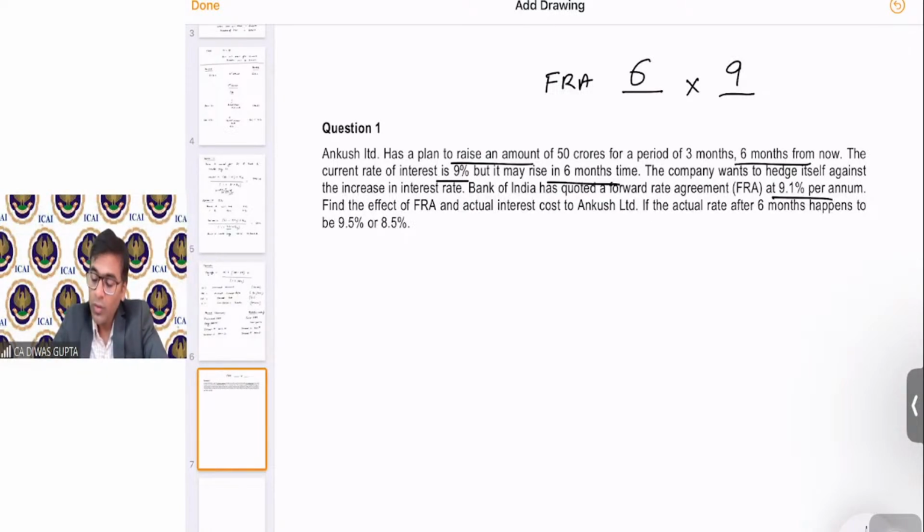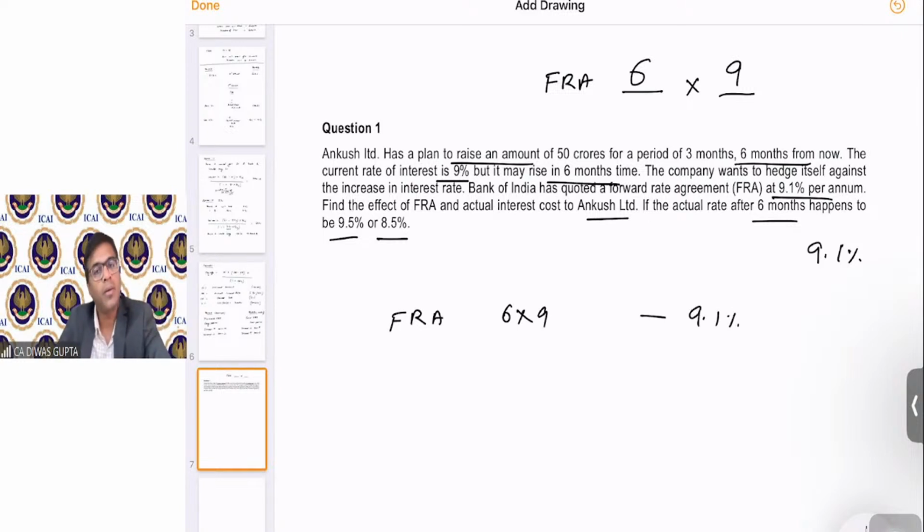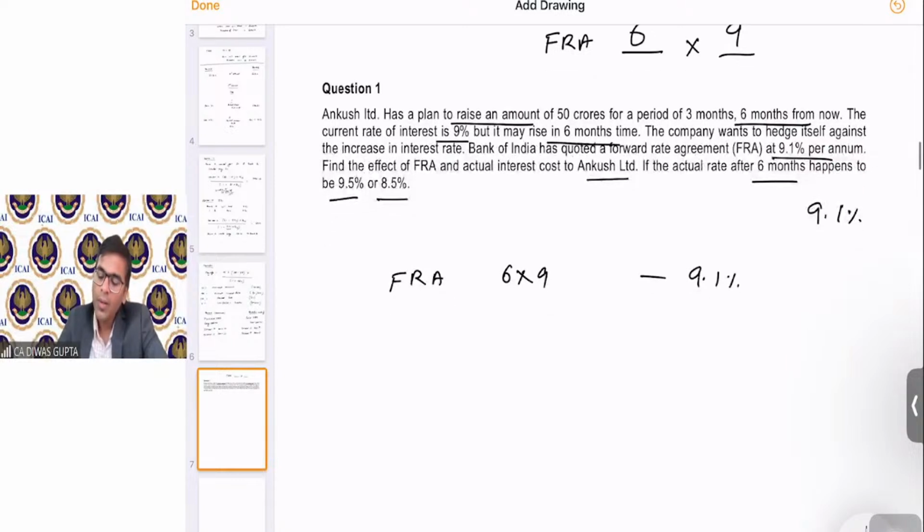Now, the FRA being quoted is 9.1%. Find the effect of FRA and actual interest cost to Ankush Limited if the actual rate after 6 months happens to be 9.5 or 8.5. So, first of all, Ankush Limited has entered into a FRA. What is that FRA? FRA 6 by 9 and the interest rate is 9.1%. Now, after 6 months, the interest rate goes up to 9.5% or goes down to 8.5%. Now they are asking us to calculate the impact.